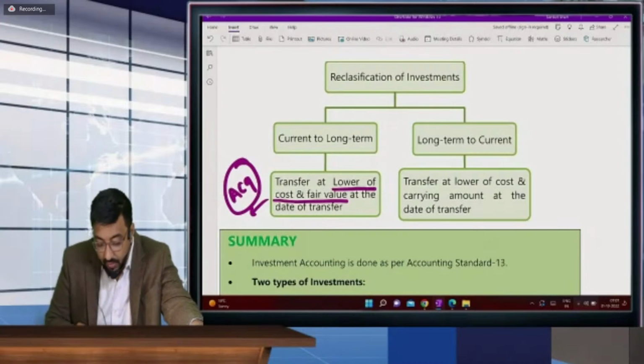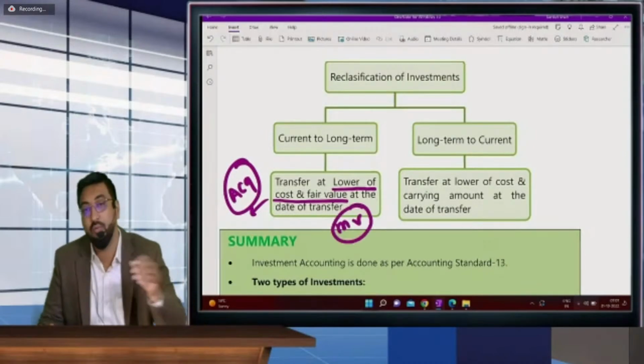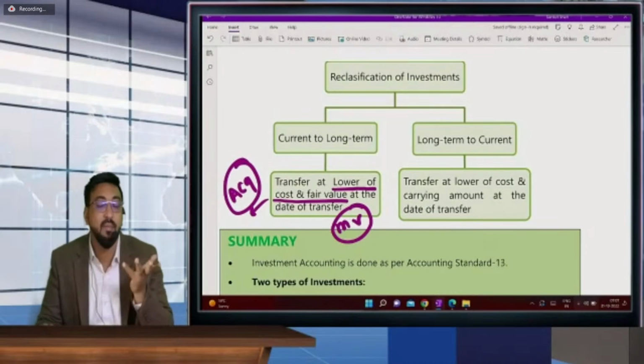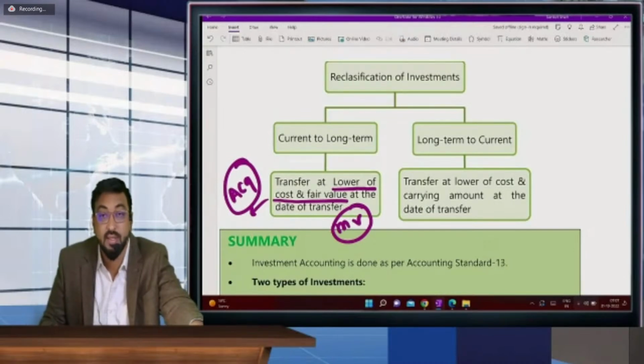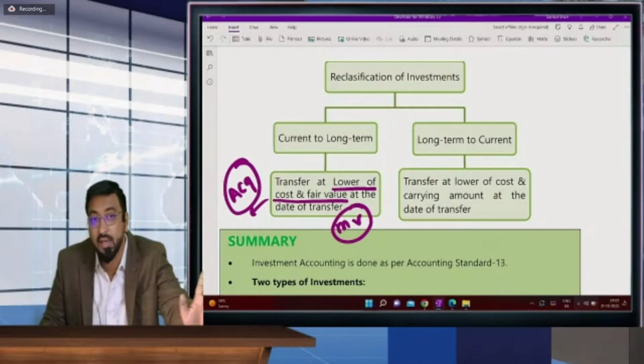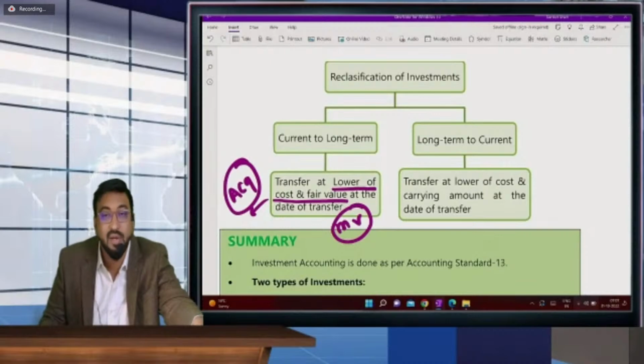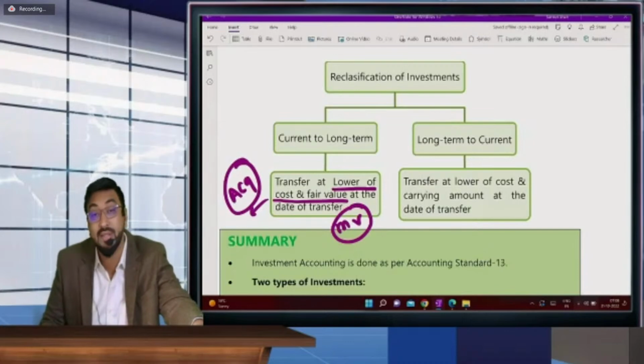And what is fair value? Fair value is simply market value. Fair value means the price decided between two knowledgeable willing parties at arm's length price. This is a technical definition, but in simple language, I will tell you it's a market value. So simple language is market value, and cost is nothing but an acquisition price.